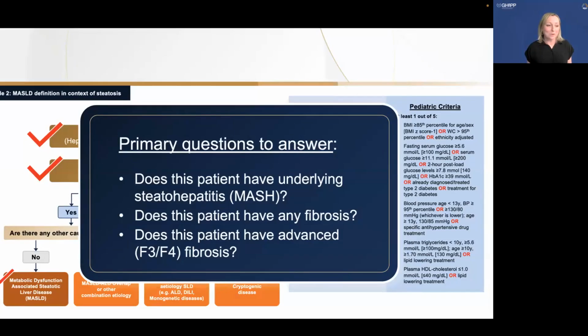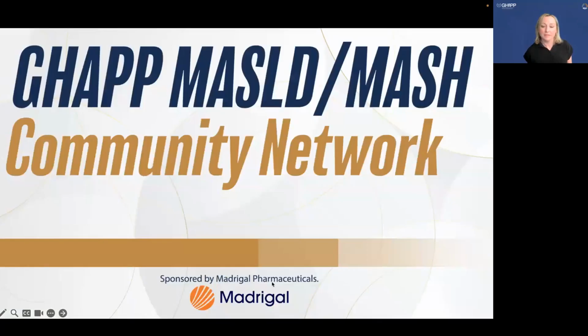And hopefully he's lost weight, hopefully his blood sugars are well controlled, and he remains in this low risk group. And I think that's the end of my slides.